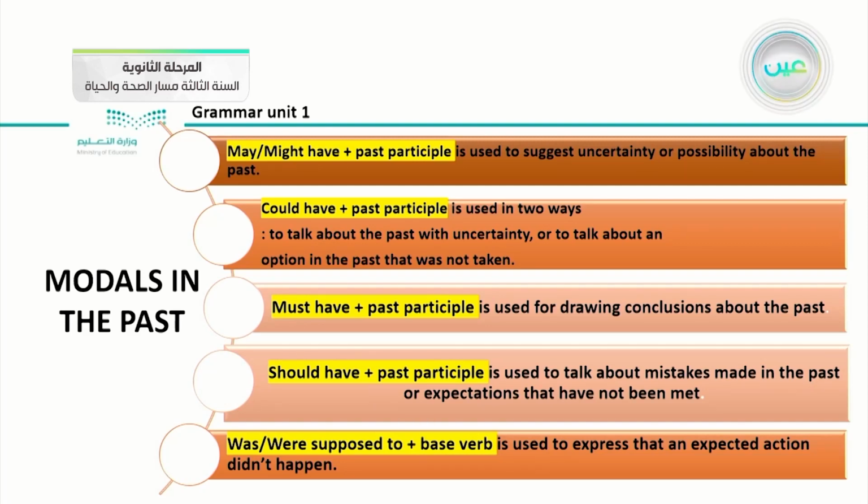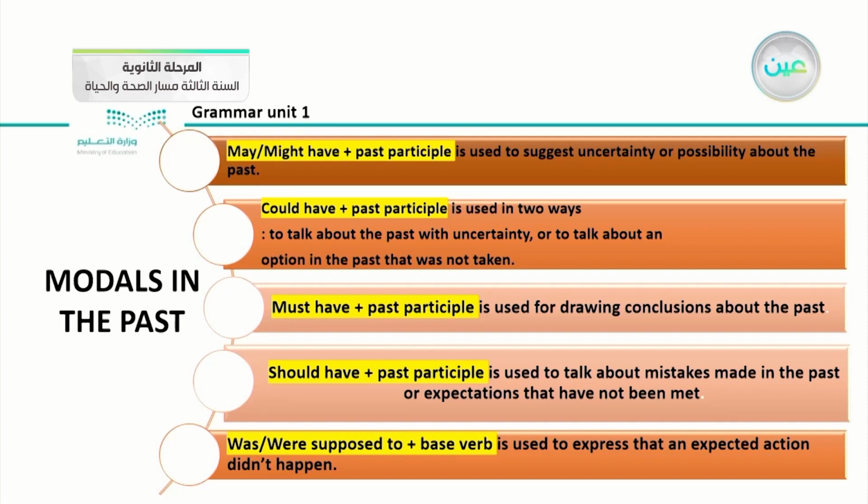Modals in the past have 6 types. Number 1, we can use may or might have plus past participle. What do we use this for? We use it to suggest uncertainty or possibility about the past. So if we want to discuss or suggest something uncertain in the past, we can use may or might have, then we put the verb in the third form. This is about number 1.